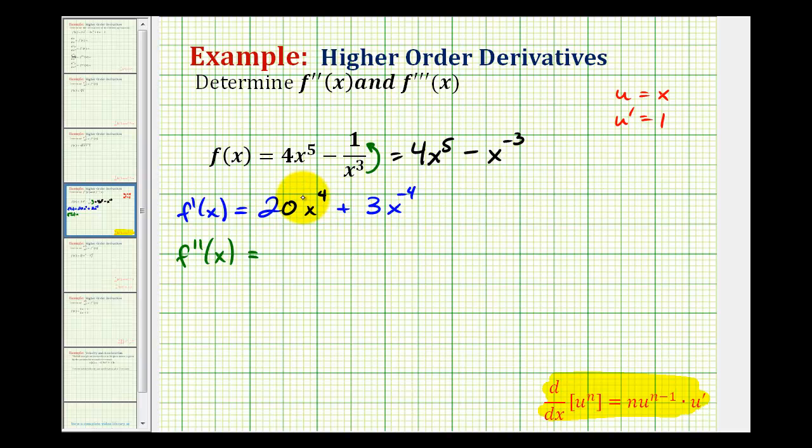So the second derivative is equal to the derivative of the first derivative. So we'll have 80x to the third, and here we'll have minus 12 times x to the negative fifth. And let's go ahead and rewrite this with a positive exponent. So we'll have 80x to the third minus 12 all over x to the fifth.